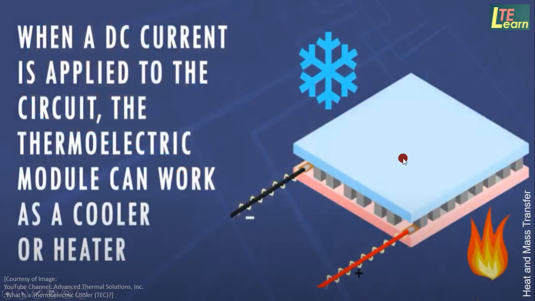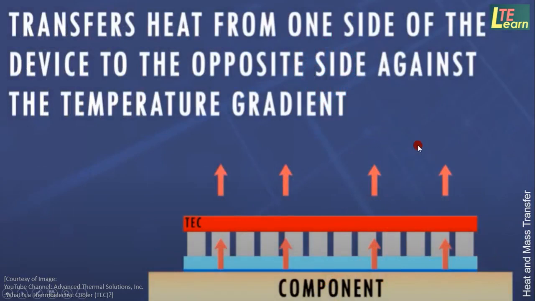When a DC current is applied to this circuit, the thermoelectric module can work as a cooler or heater. Meaning one side a hot junction is formed, and on the other side a cold junction is formed on this module. So it transfers heat from one side of the device to the opposite side against the temperature gradient.